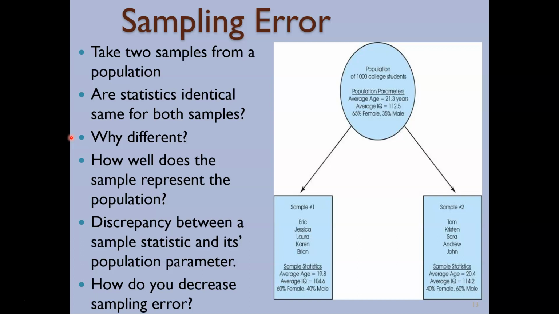So the question is, how do you decrease sampling error? How do you make sure the discrepancy between statistics and parameters is subtle, right? Well, survey multiple samples, right? Collect samples over and over and over. Another way is actually to increase your sample size, right?